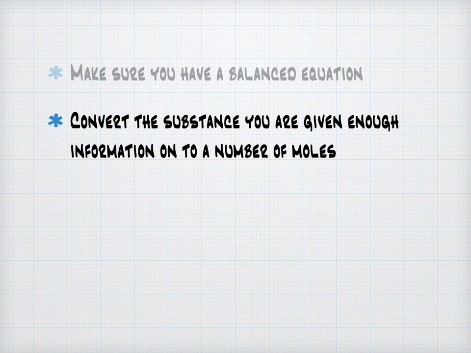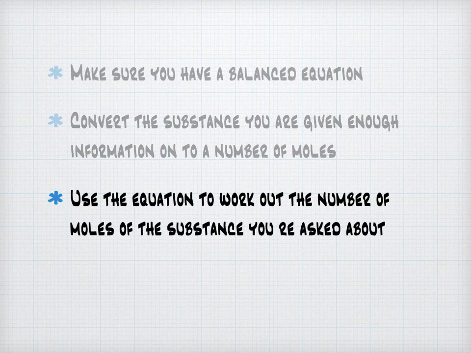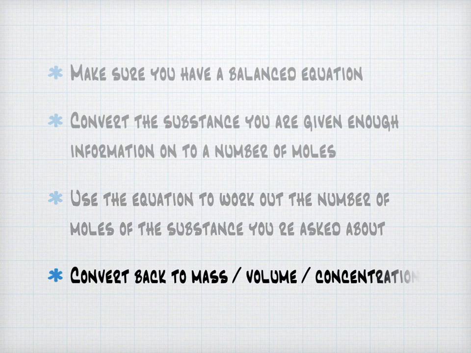So when you've converted the mass or volume or whatever of the substance you're told about into moles, you use the equation to work out the number of moles of the substance you're asked about. And remember, that's a kind of ratio thing. Finally, you convert back to mass, volume or concentration, whatever the question implies. Okay, so as I say, do practice these. Getting familiar with converting between mass, number of moles, volume, concentration, number of moles, it will get so much easier the more you do.